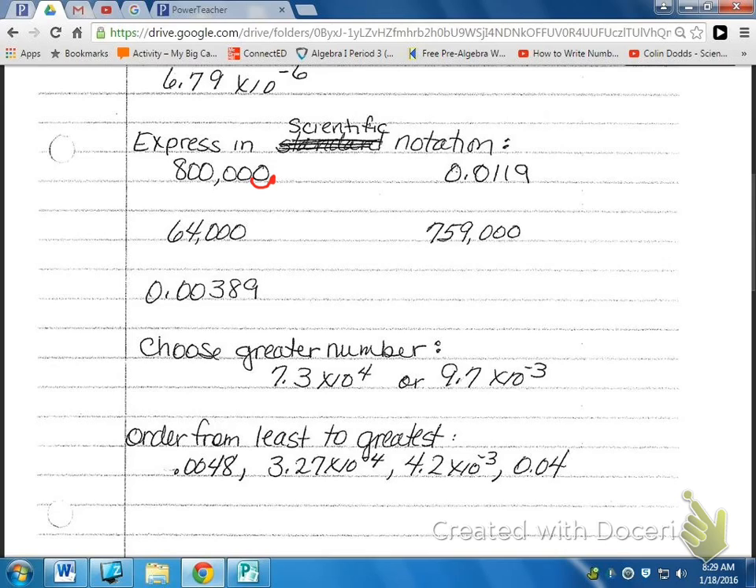So this gets moved 1, 2, 3, 4, 5. Now, I needed to make that a number between 1 and 9. So I've got to take that decimal and move it all the way right here, so it's the number 8. And you can say 8 or 8.0, it doesn't really matter. I'm just going to say 8 times 10, and we moved it 5 places.